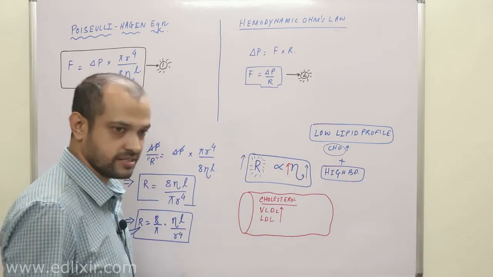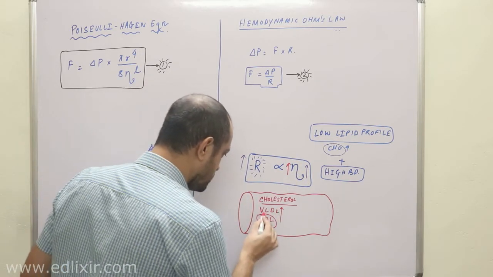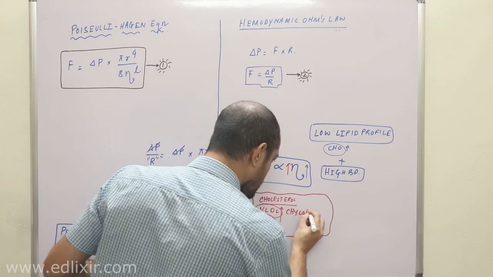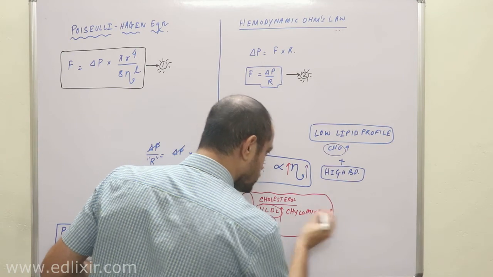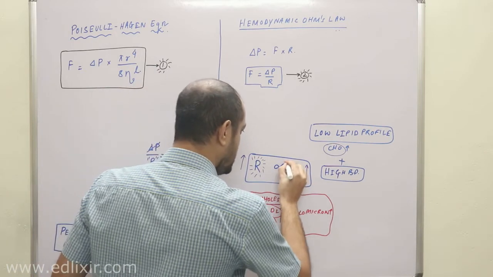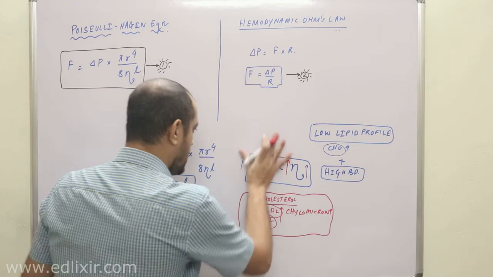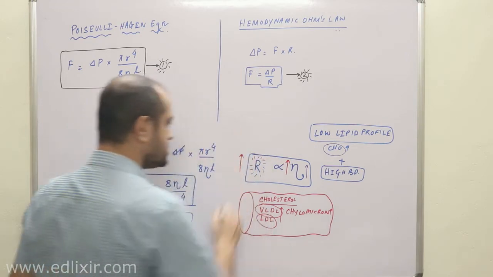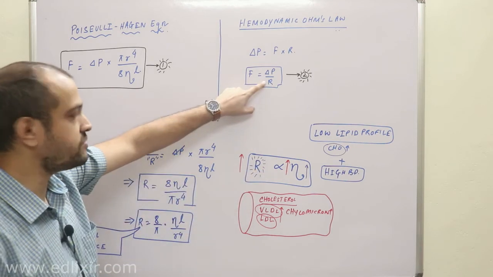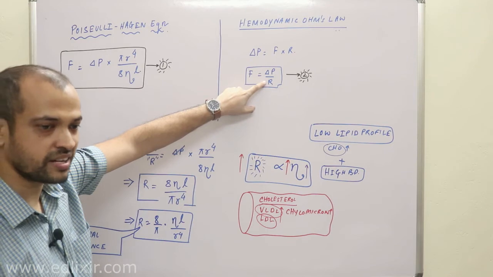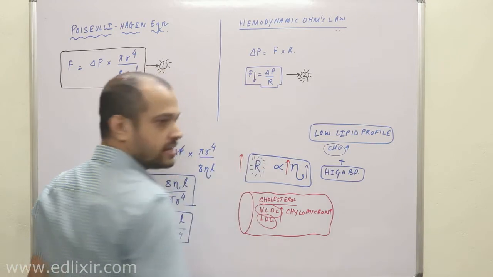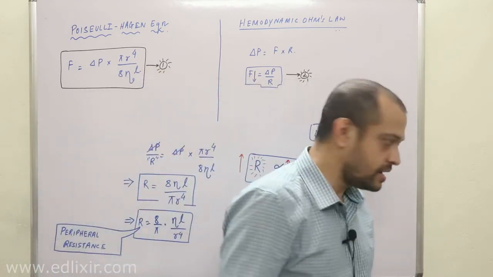If VLDL and LDL concentration is high, then the viscosity has already increased. If the person has high VLDL and LDL concentration as well as high chylomicron concentration in his or her blood, then you can be sure that the person has high viscosity in the blood, and that's why his or her peripheral resistance has increased. Clear? Now listen, when peripheral resistance has increased, that means decrease in flow of blood, right?